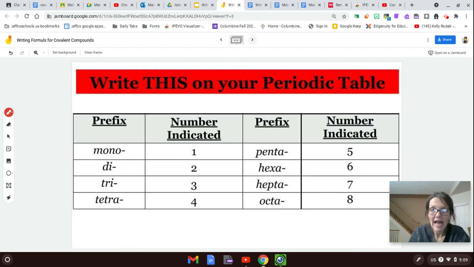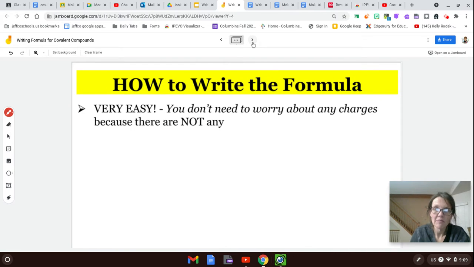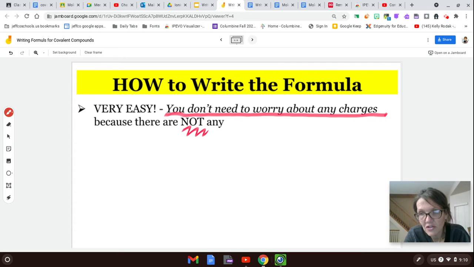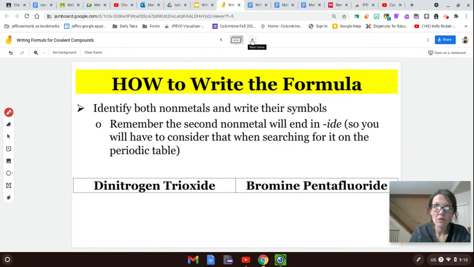And now let's go on to how we're going to write formulas for covalent compounds. Again, it is very easy. You do not need to worry about charges. There aren't any, right? Remember that they are sharing their electrons, so there's no transfer of electrons. There's no creation of a positive or negative ion. Now, what you will do is identify both of the nonmetals, and then write their symbols. Here's the thing that's a little bit tricky. The second nonmetal will have its name ending changed to "ide."